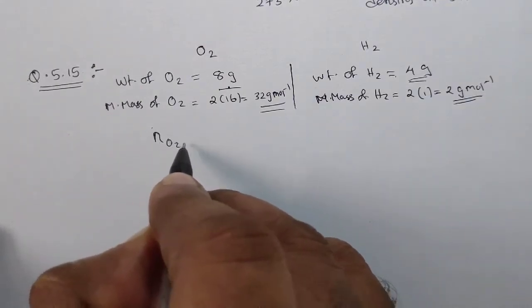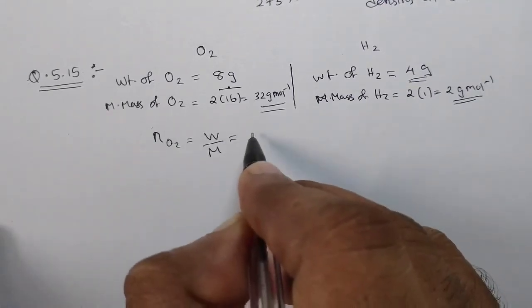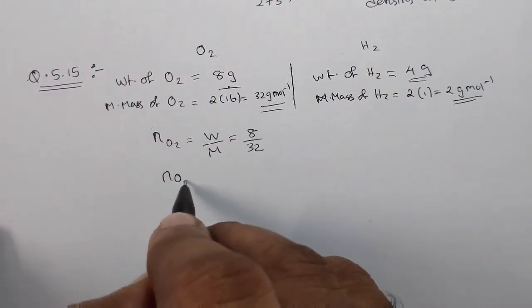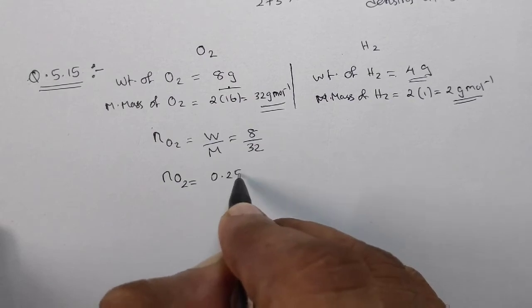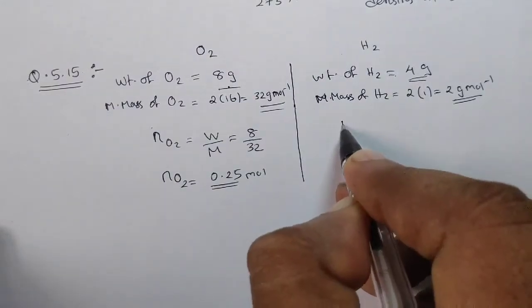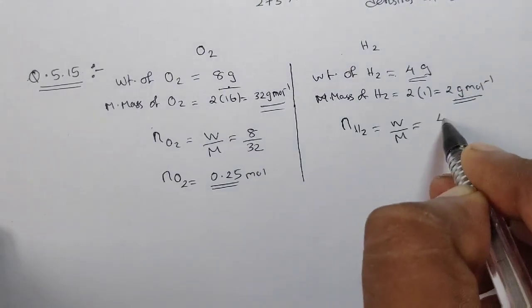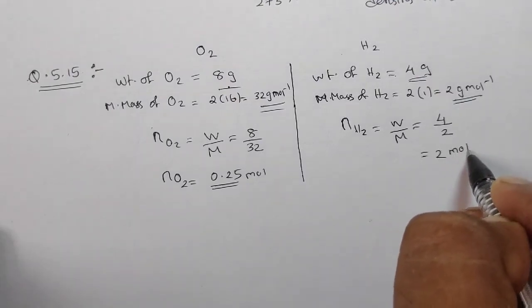The moles of O2 is equal to W by M, mass upon molar mass, which is equal to 8 divided by 32. So therefore moles of O2 will be equal to 0.25 mole, right? Same way you can find moles of hydrogen is equal to W by M, which is equal to 4 by 2, which is equal to 2 mole.